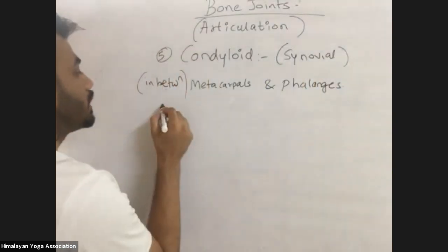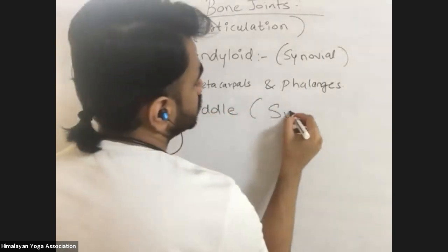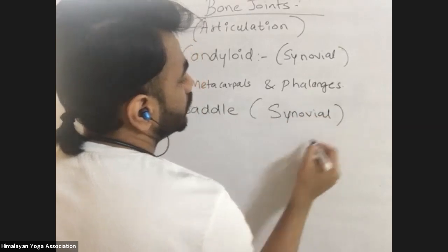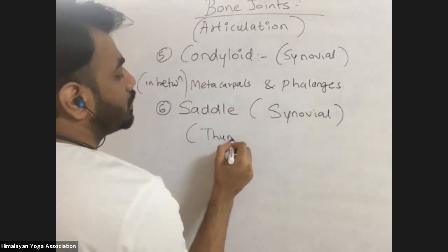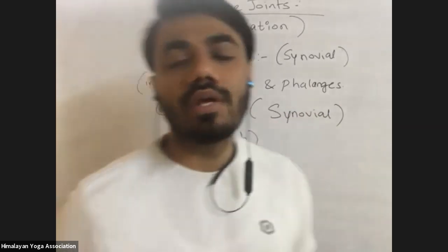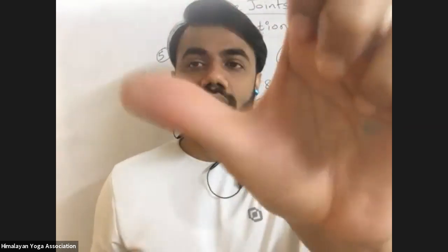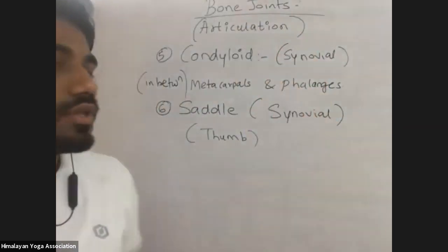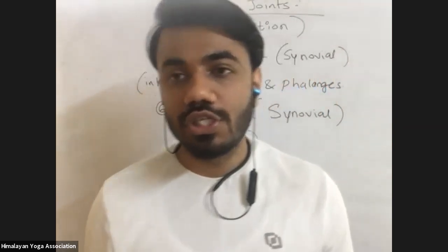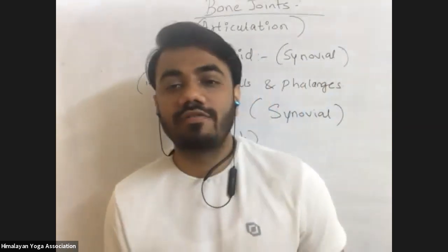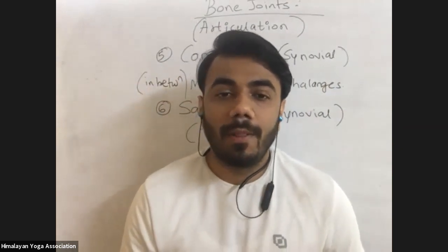The next over here, I will make it as saddle joint. Saddle joint is also an example of synovial joint, that is a movable bone joint that you find in your thumb. Your thumb is moving like a saddle. So this is the saddle joint, your thumb joint. So these were the kinds of bone joints which we have studied and seen today. Okay, got it?